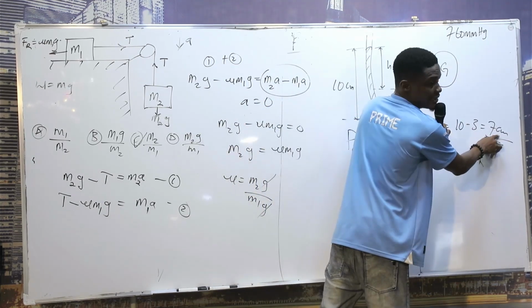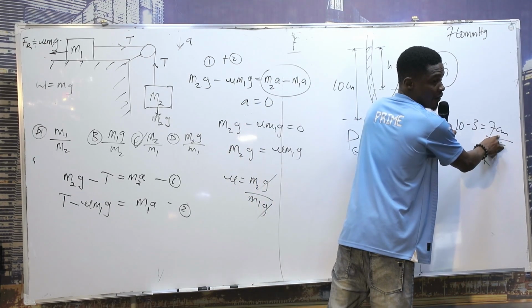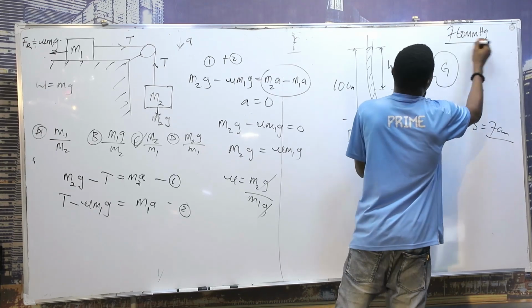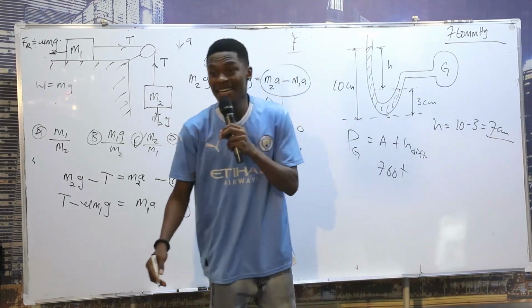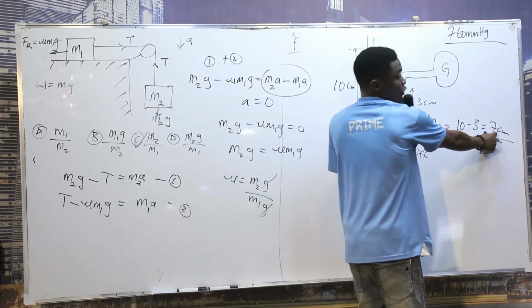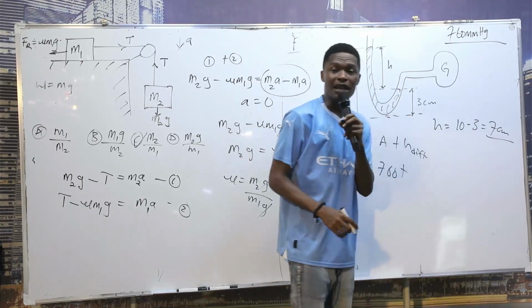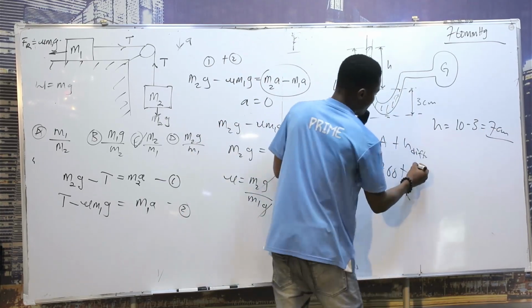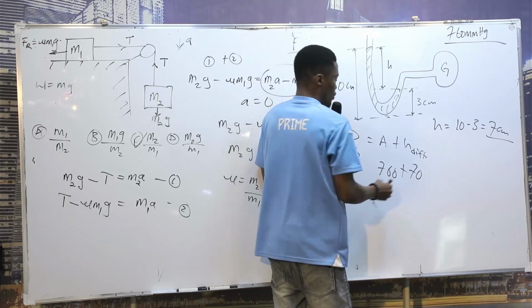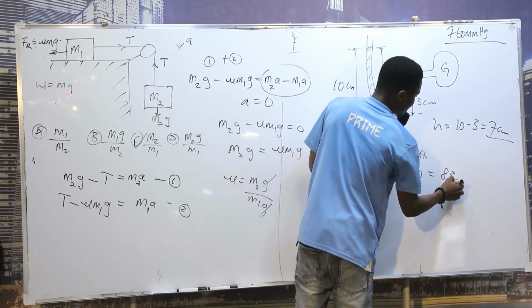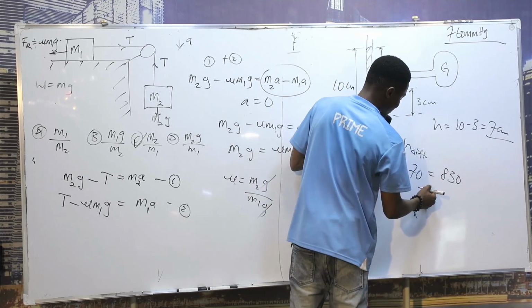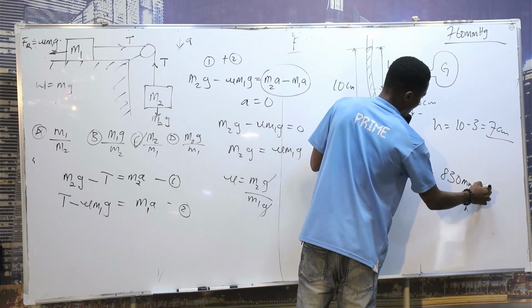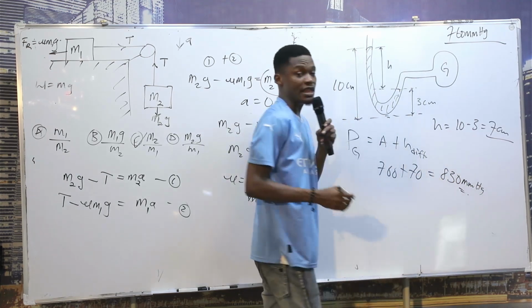This guy is in centimeter, but the atmospheric pressure is in what? Millimeter. So you must convert this guy to millimeter before adding. How many millimeter make 1 centimeter? 10. So multiply by 10. That will be 70. We add, and that gives us 830 millimeter mercury. So be very careful with that question.